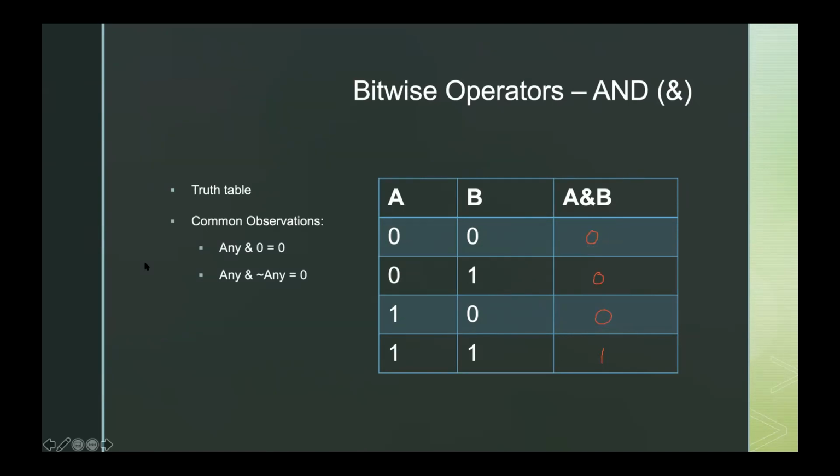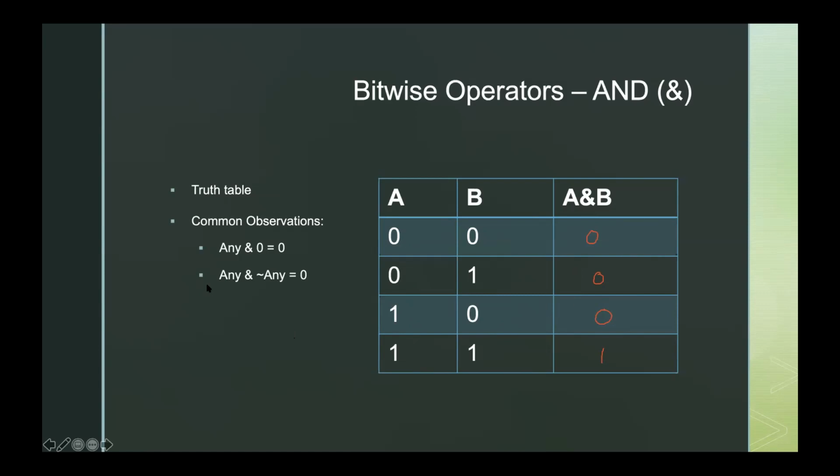So these are some of the common properties of the AND operator. If we try to perform AND of any number with 0, it will always result in 0, because one bit in that case will always be 0. And you can see from the first three rows in the truth table that this should lead to 0.